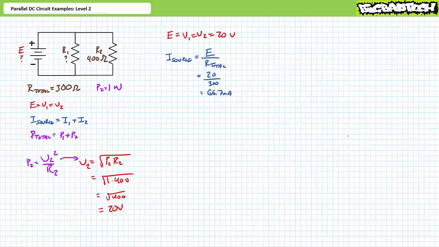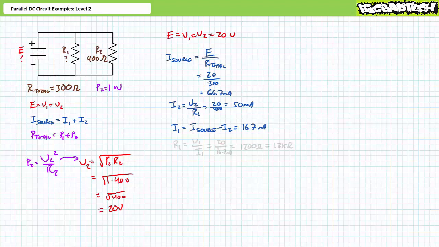Source current is equal to supply voltage divided by total resistance. Substituting our given values yields 66.7 milliamperes. I2 equals V2 over R2. Substituting our given values yields 50 milliamperes. An algebraic rearrangement of the Kirchhoff's current law equation for this particular circuit solving for I1 demonstrates that I1 is equal to source current minus I2. Substituting our given values yields the remaining 16.7 milliamperes of current.